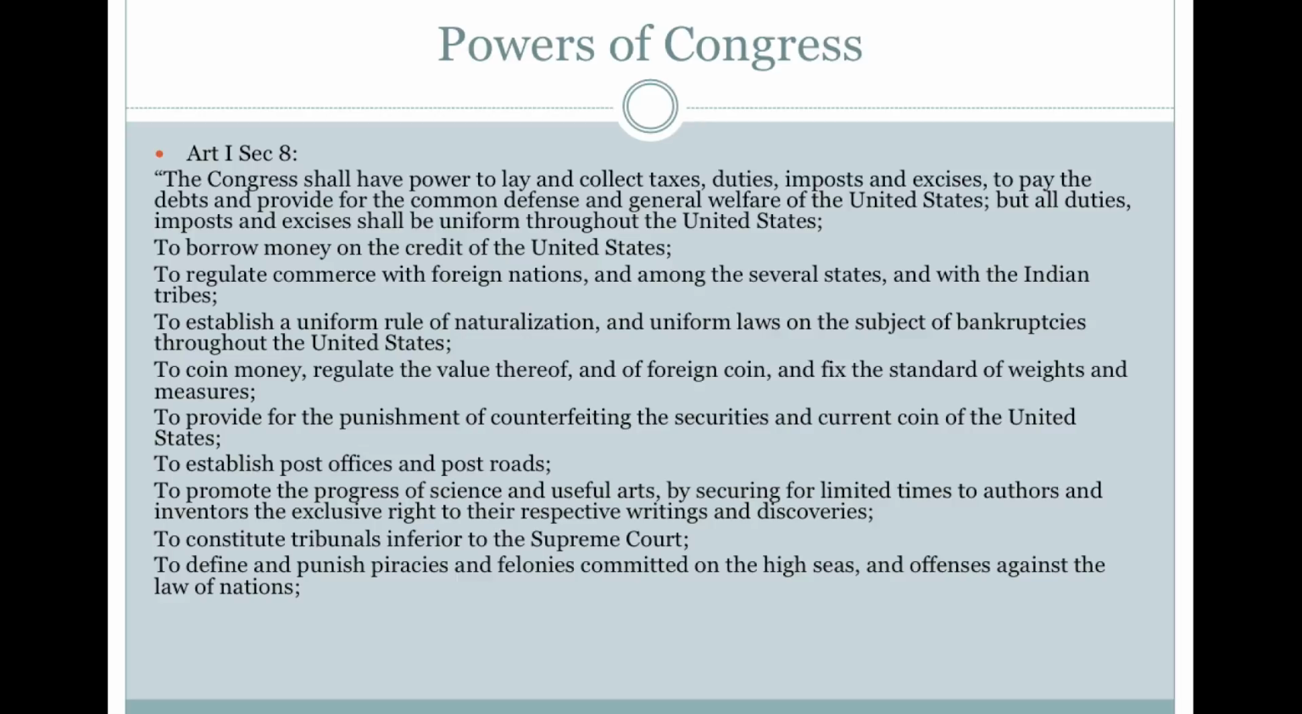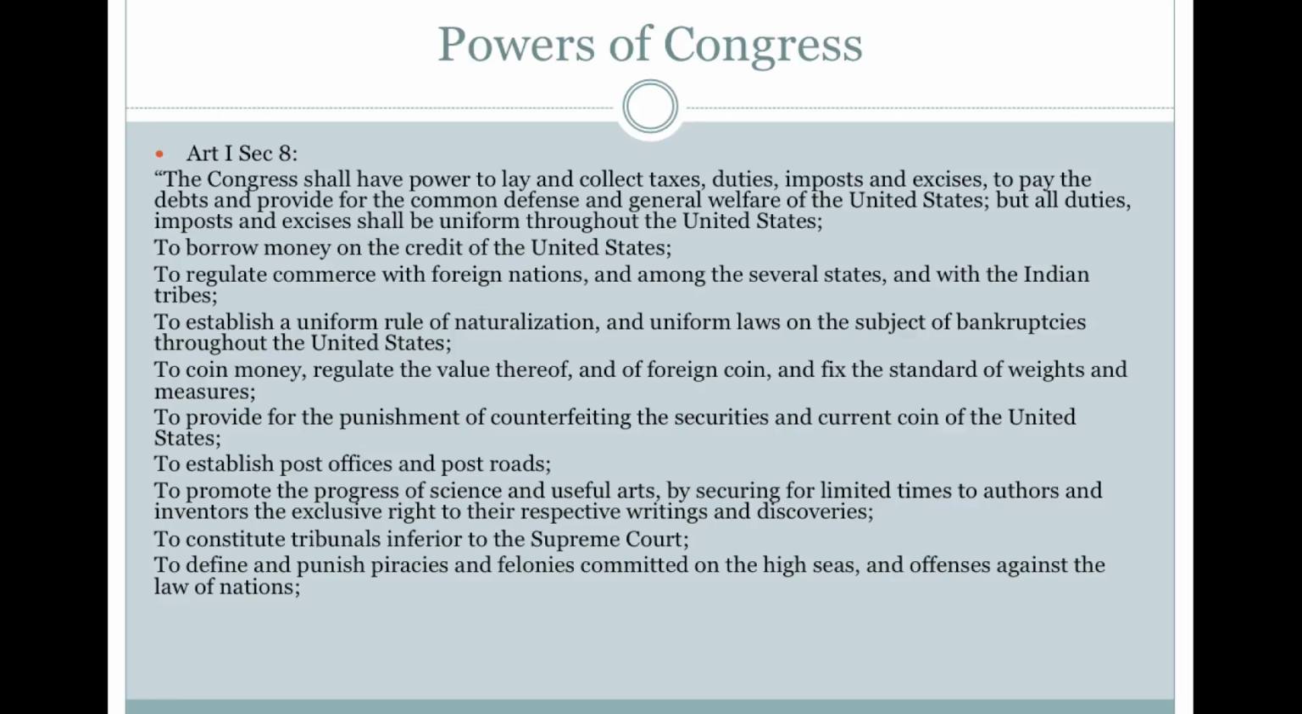To borrow money on the credit of the United States, to regulate commerce with foreign nations and among the several states, and with the Indian tribes. So interstate commerce is regulated by Congress, in other words, by the federal government.